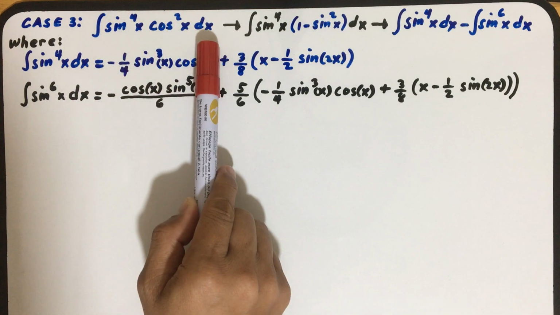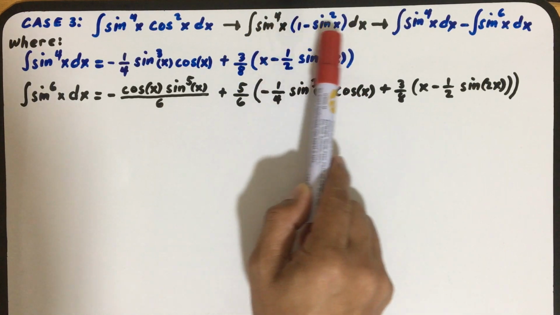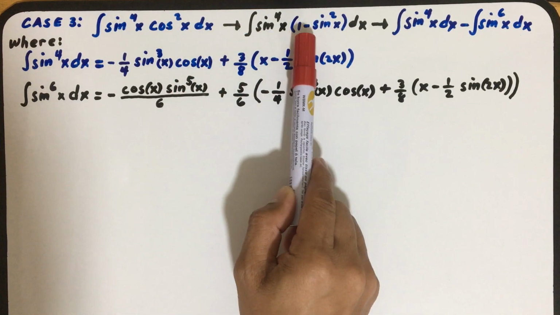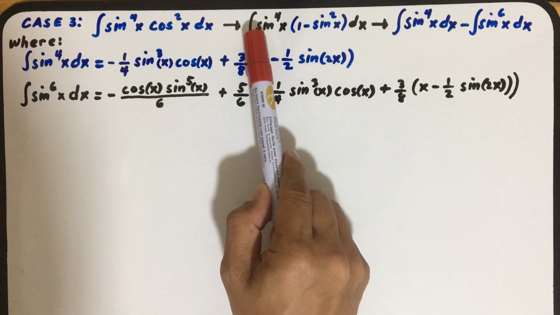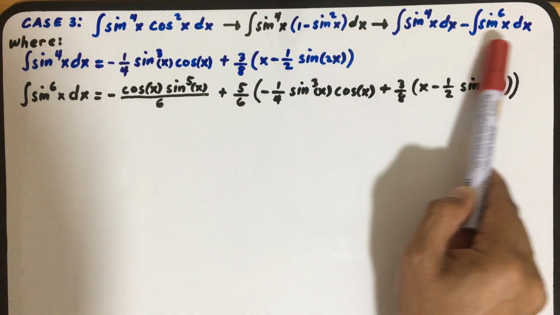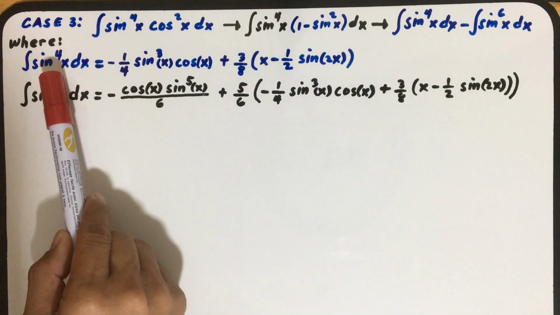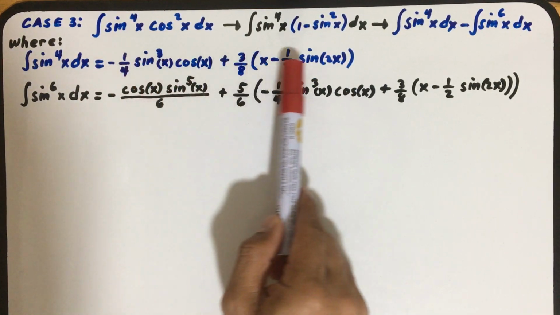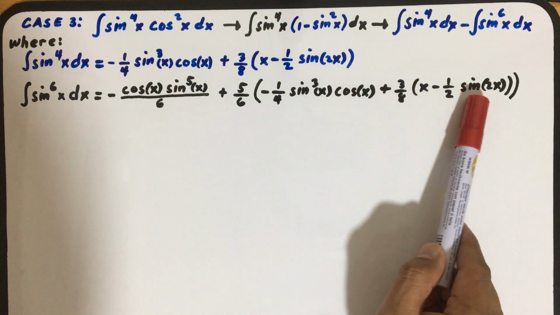Okay, so the technique here is, since we know that in this given case 3 both m and n are even, we transform this into this expression by converting this cosine squared x into this using the trigonometric identities. Okay, and then distribute this and also the dx, and then we have this new expression of this form. Where this one we had solved already in our reduction formula for integration.